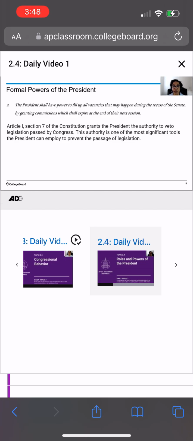And with the Article 1 piece, this is where we see the president having the authority to veto legislation passed by Congress. And that's a pretty significant tool for the president in ensuring that legislation that's passed is something that he or she is in favor of.